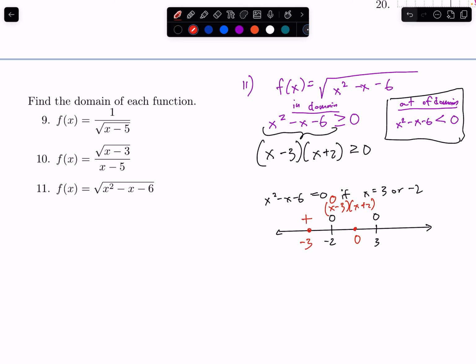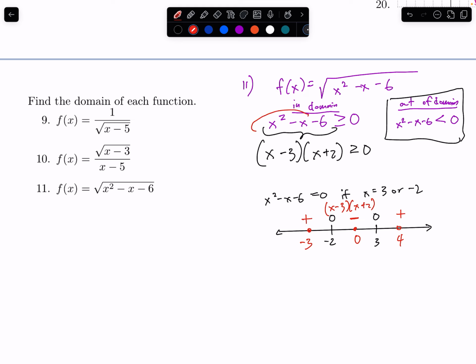If I plug in 0 here, 0 minus 3 is negative. 0 plus 2 is positive. Positive times a negative makes a negative, or I should say negative times a positive makes a negative. Now if I go past here to say like 4, 4 minus 3 is positive. 4 plus 2 is positive. Positive times a positive makes a positive. So I'm positive to the left, positive to the right.